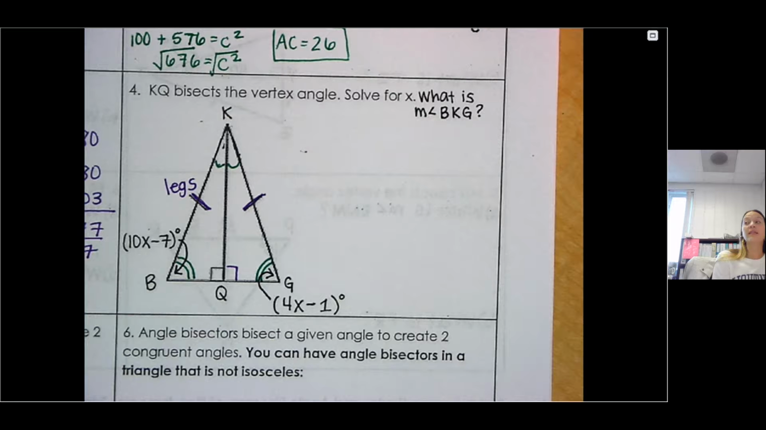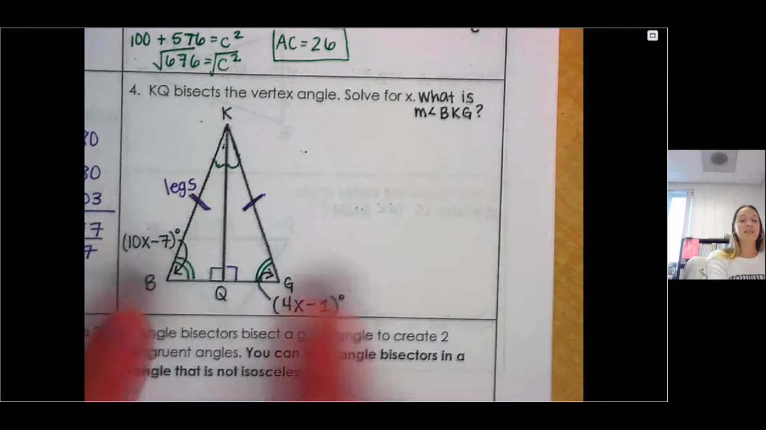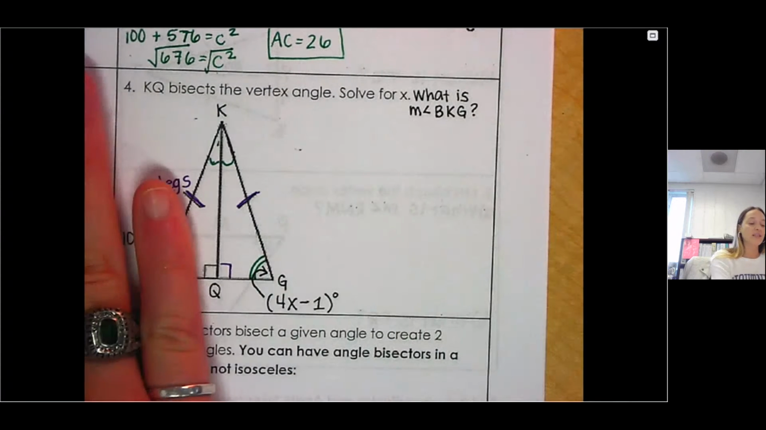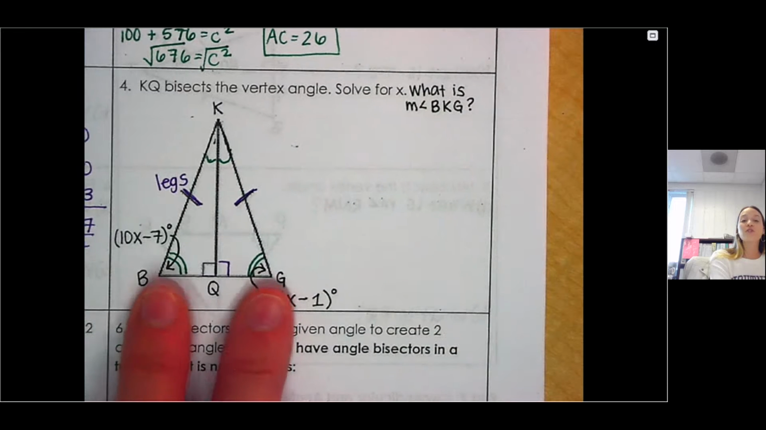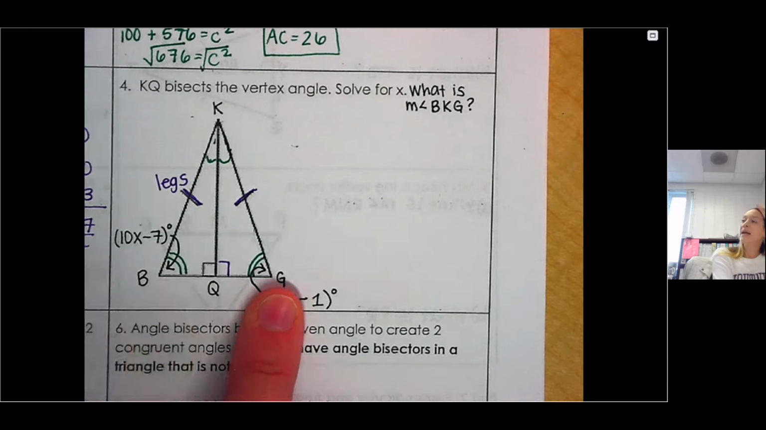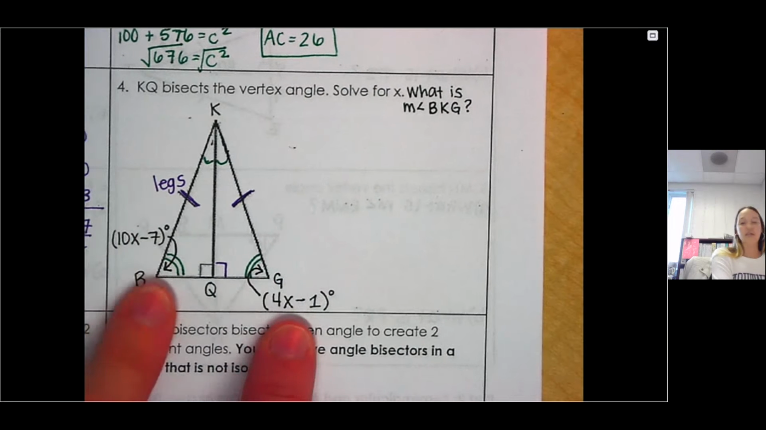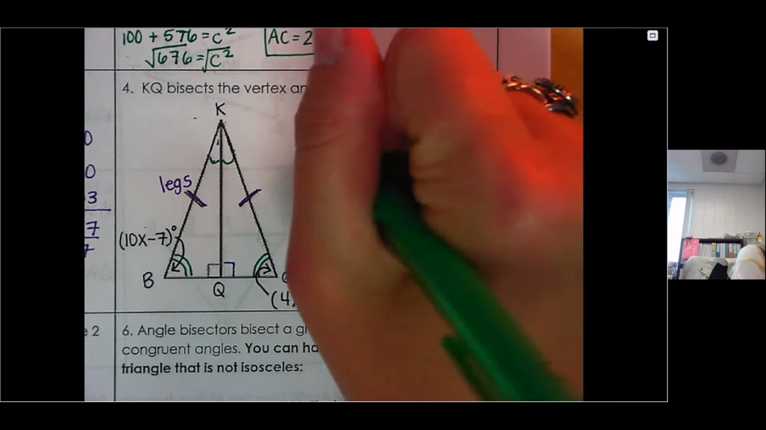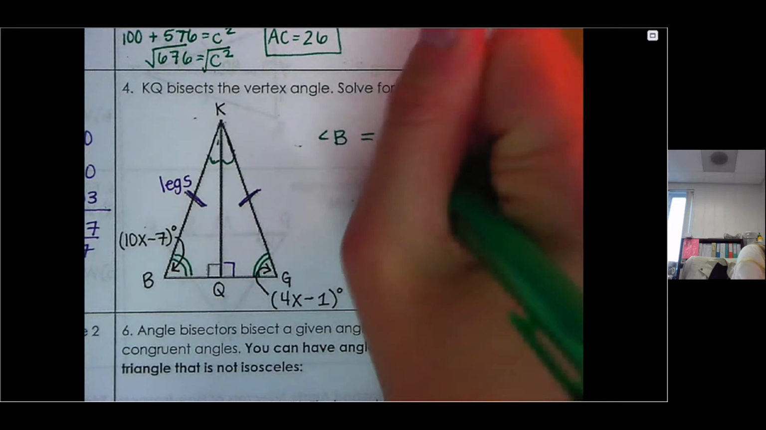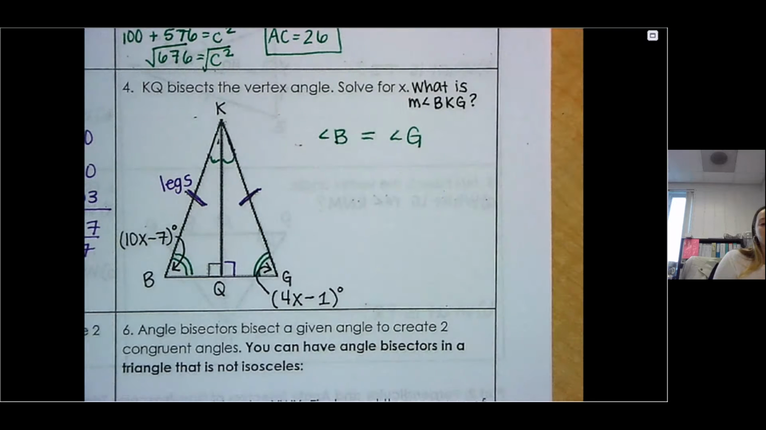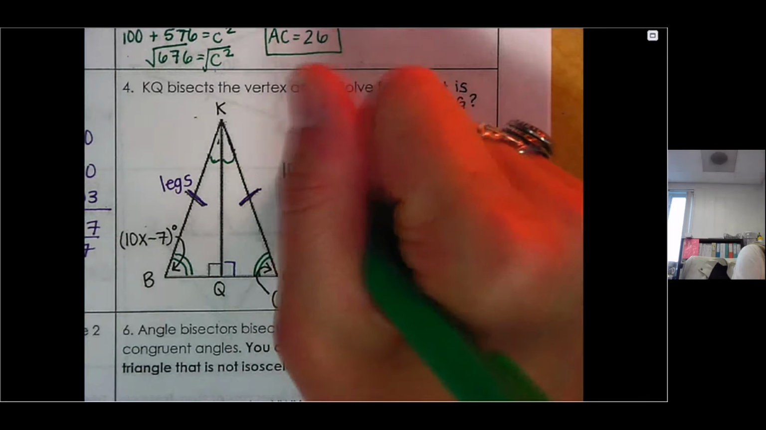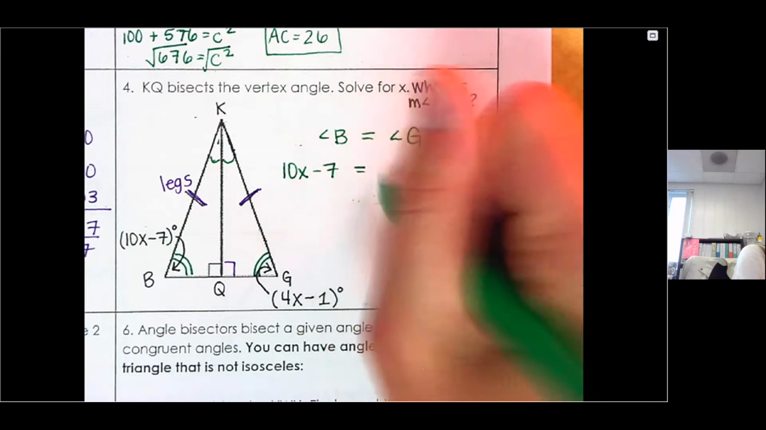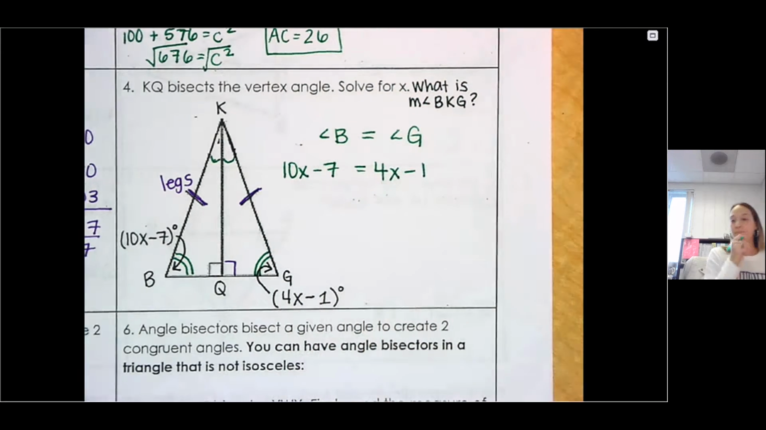They're congruent. They're exactly the same because they're in the same location, right? If I were to flip this over to the other side, they're in the same spot. So if these 2 angles are the same, how do I write an equation to say that they're the same? Perfect. I'm just going to set the 2 equations equal to each other because they are the same. So angle B, I'm going to set it equal to angle G because they are exactly the same. 10x minus 7 equals 4x minus 1.